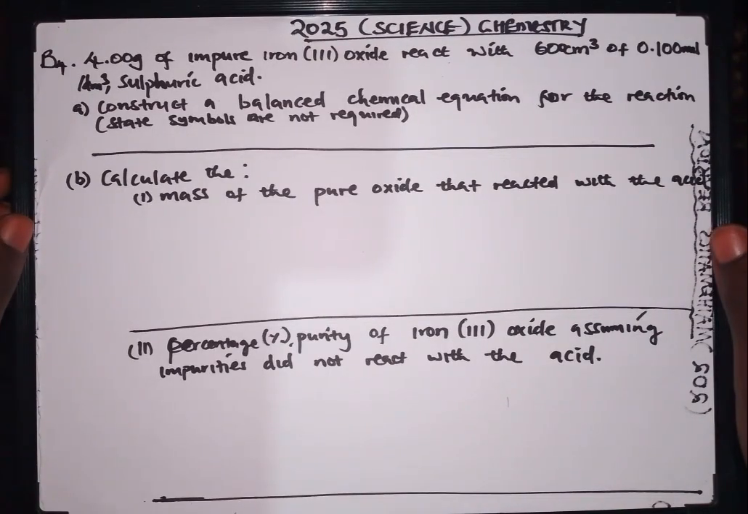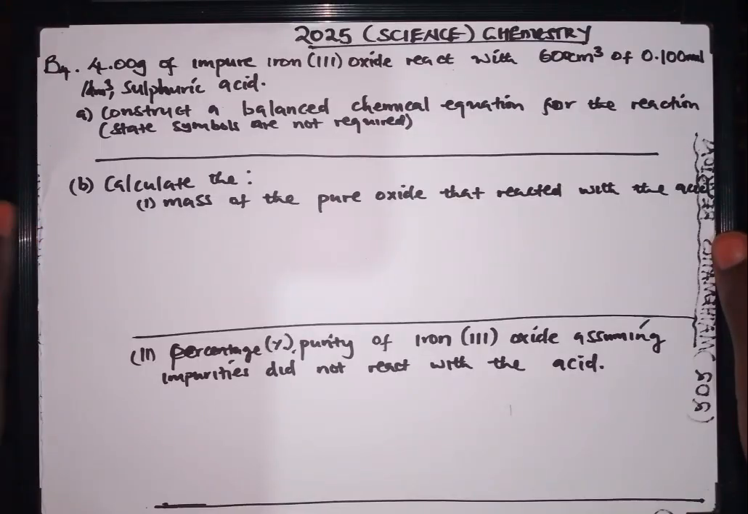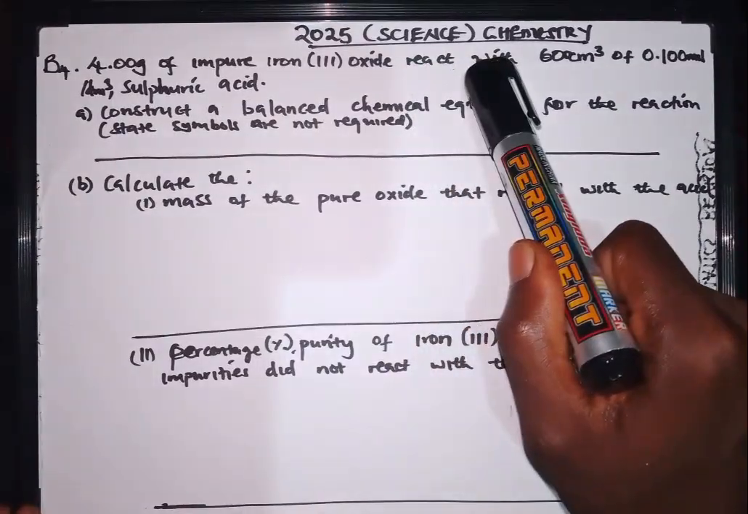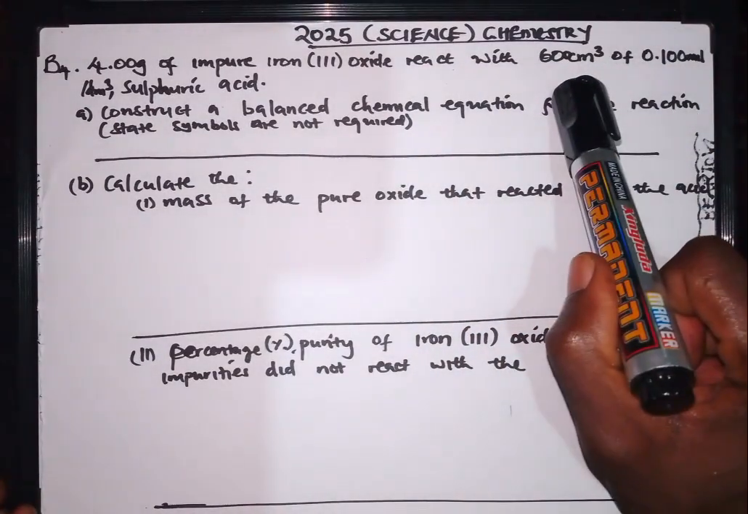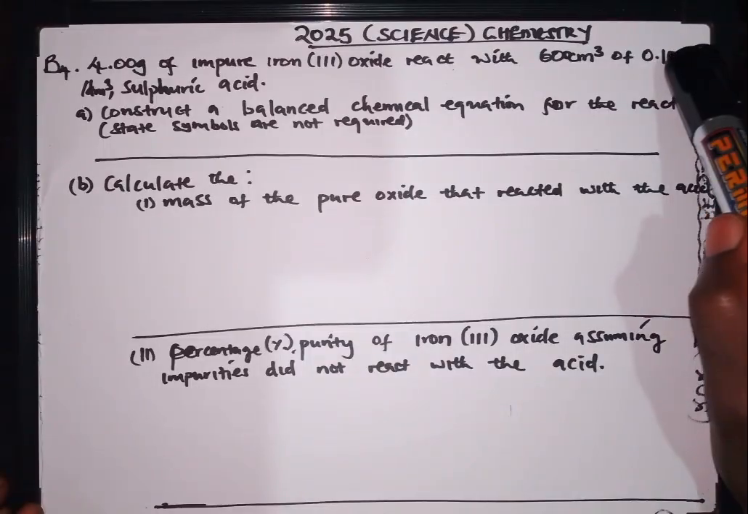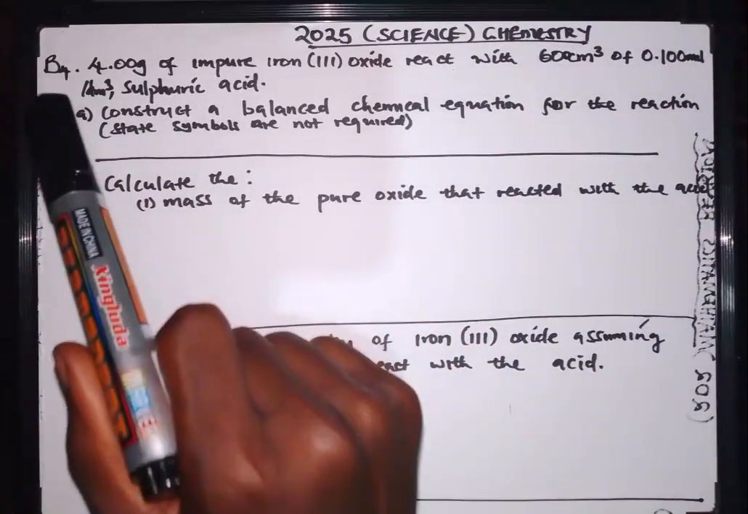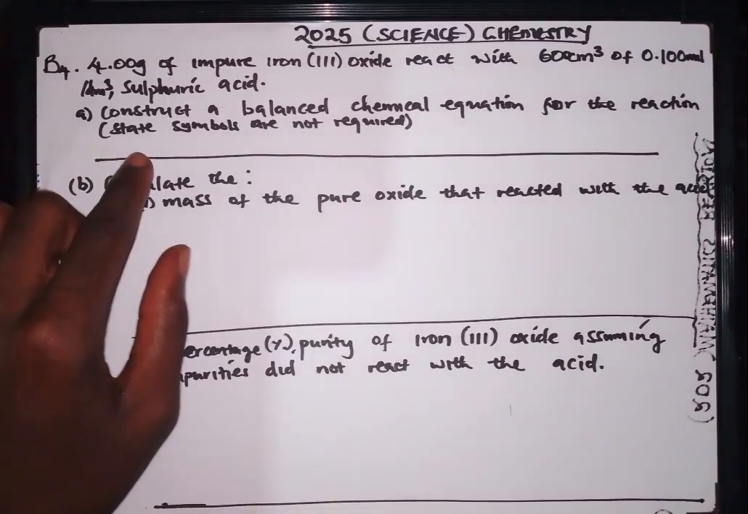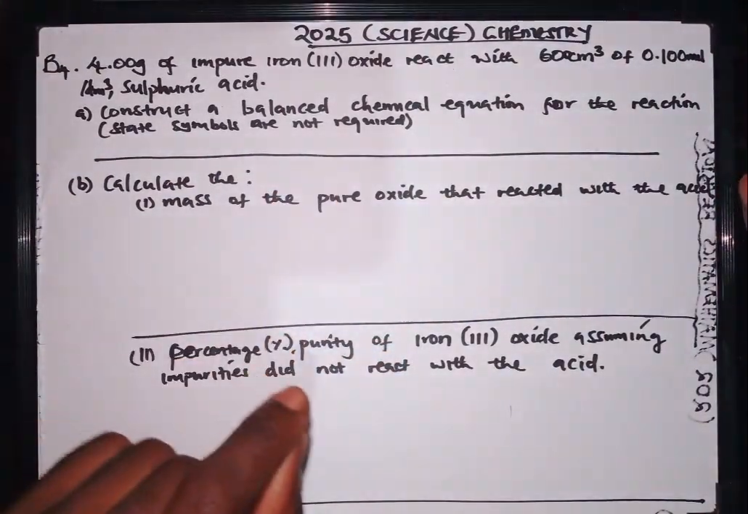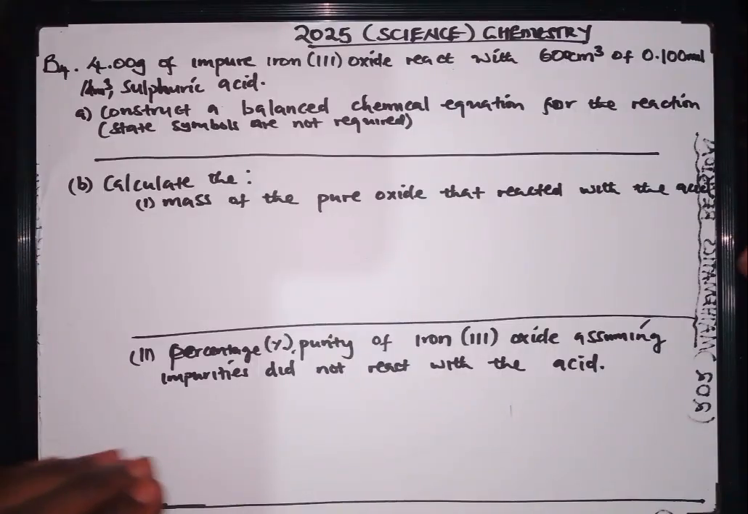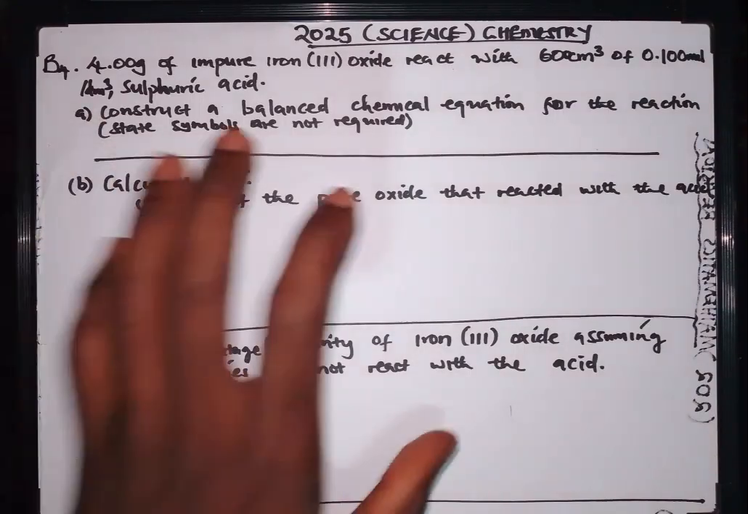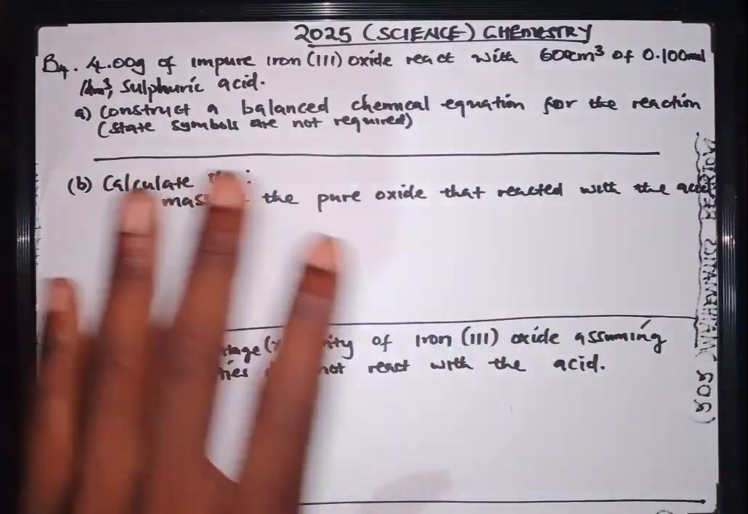To begin, it says 4 grams of impure iron 3 oxide react with 600 cubic centimeters of 0.100 mole per cubic decimeter sulfuric acid. Then our first question is asking us to construct a balanced chemical equation for the reaction. So the first question is requiring us to construct a balanced chemical equation.